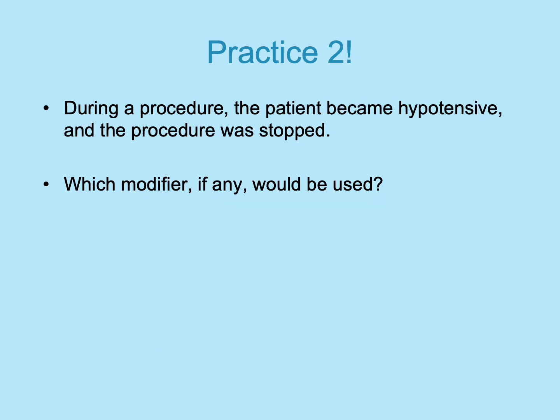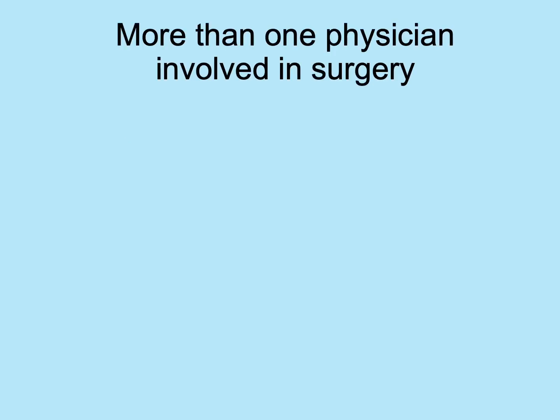So here's another practice. During a procedure, the patient became hypotensive and the procedure was stopped. Which modifier, if any, would be used? Think about it for a second, and then I'll talk about it. Okay, the modifier 53. The procedure was started but then discontinued because of the patient's hypotension. So discontinued. Okay, so that's the procedures with less than the usual service.